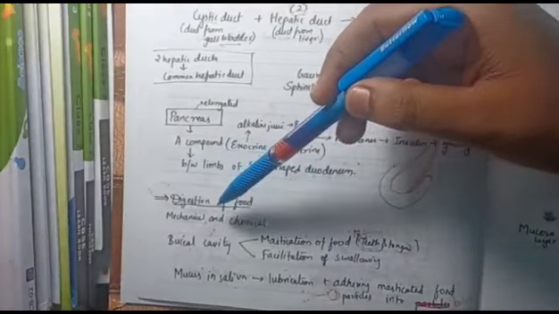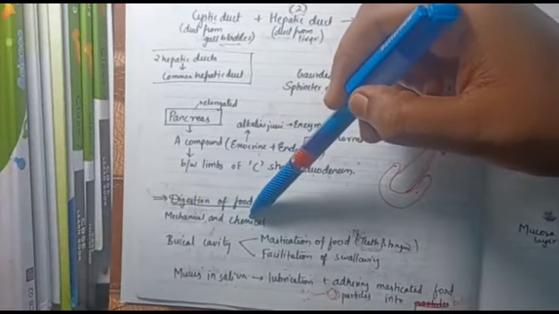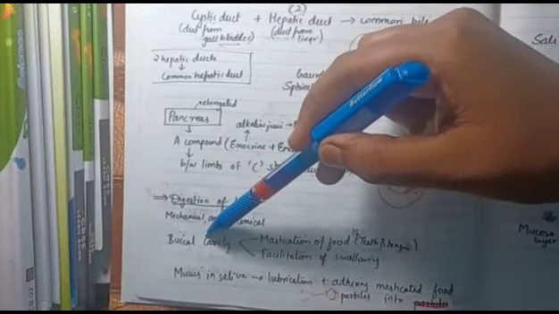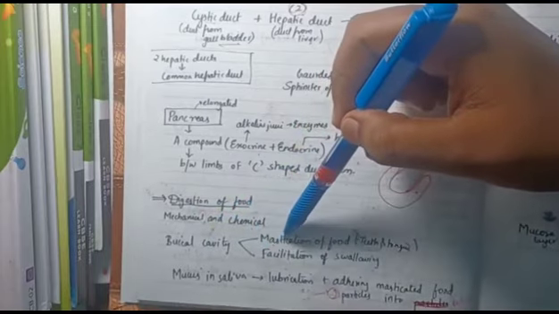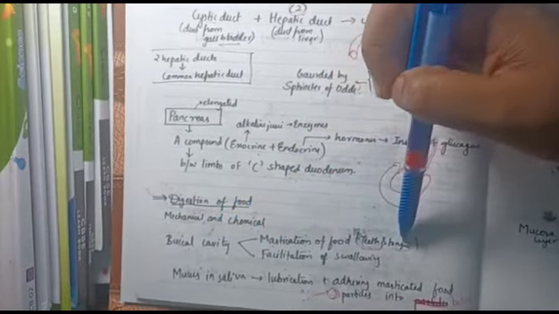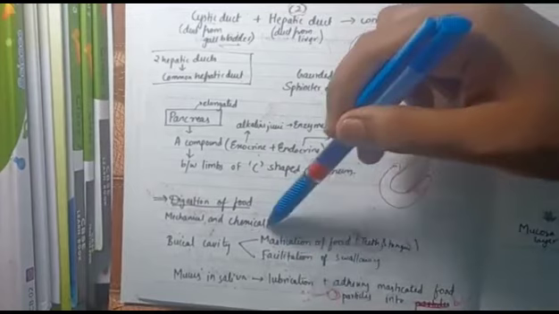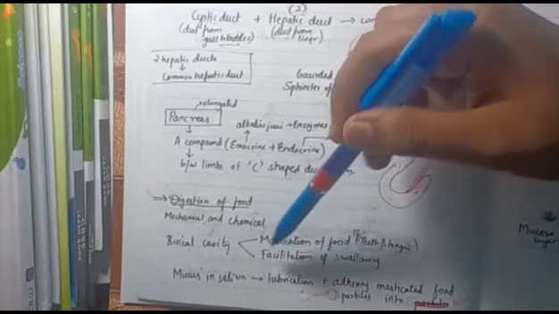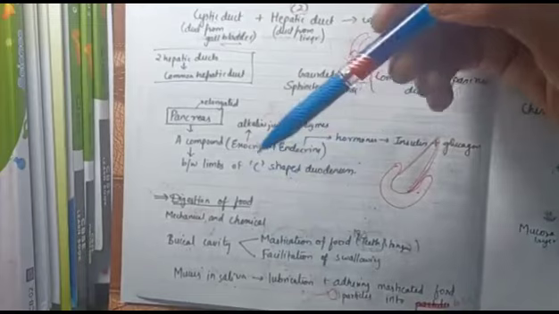In digestion of food, we have two types in our body, mechanical and chemical. Digestion starts in the buccal cavity and it has two processes: mastication of food with the help of teeth and tongue, then facilitation of swallowing. Mastication means chewing of food, facilitation means helping to swallow.